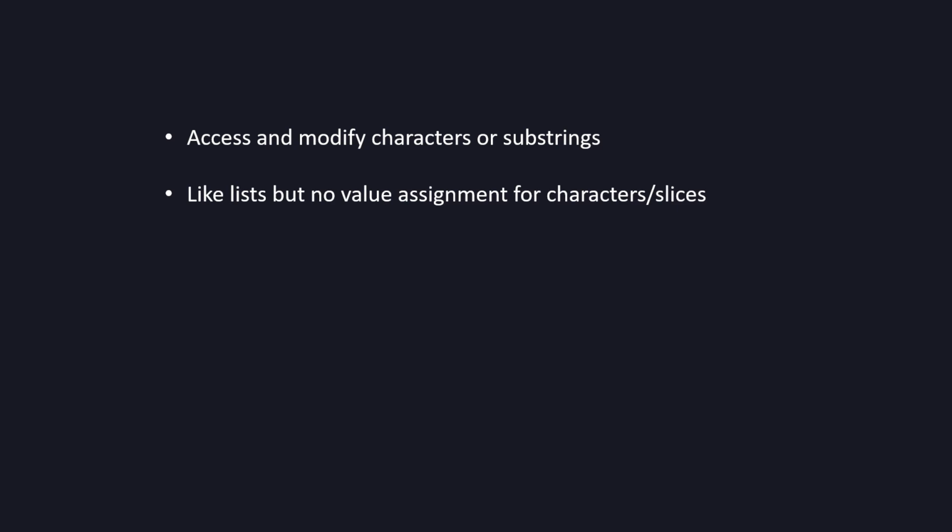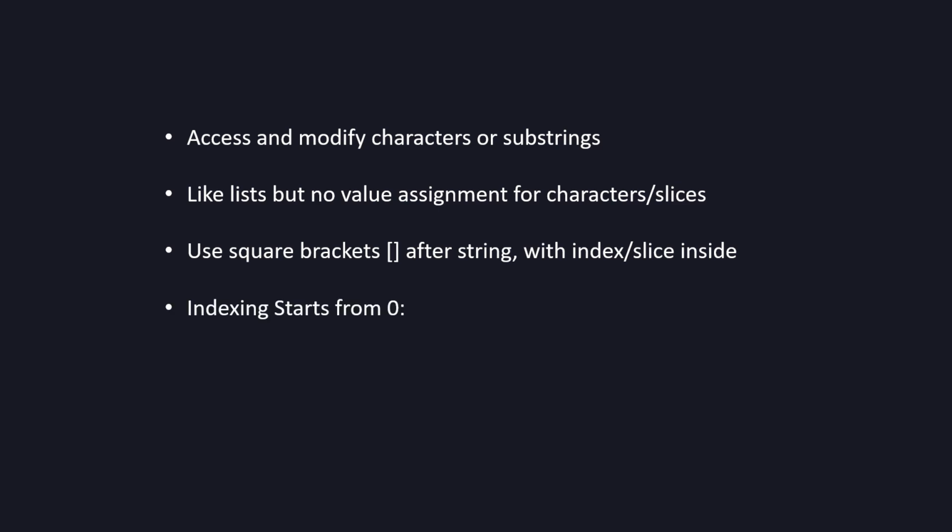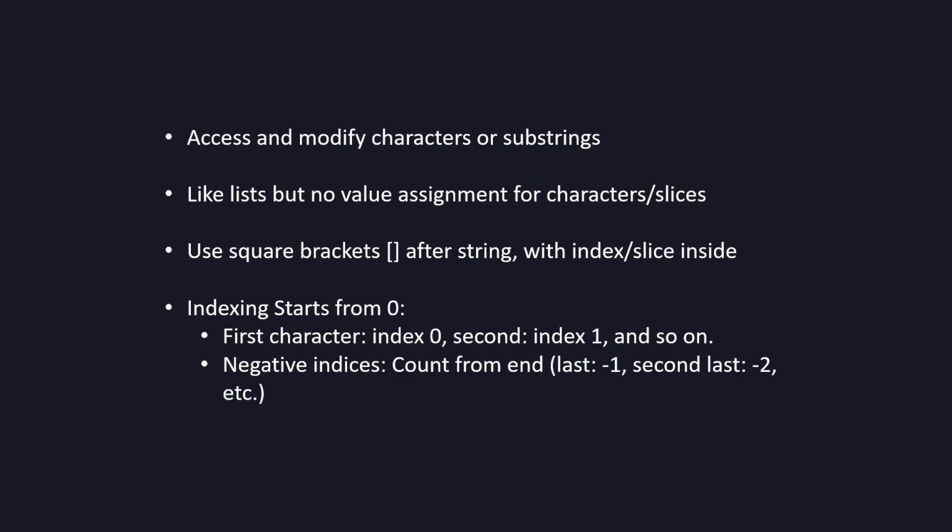You can access and modify individual characters or substrings using indexing and slicing. Indexing and slicing work the same way as they do for lists, except that you cannot assign a new value to the characters or slices. To do indexing and slicing, you need to use square brackets after the string name and provide the index or slice expression inside them. In Python, indexing starts from 0, which means the first character of a string has the index 0, and the second character has the index 1, and so on. You can also use negative indices to count from the end of the string starting from -1.